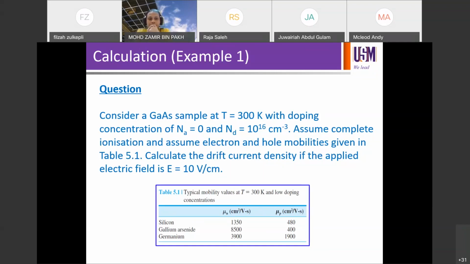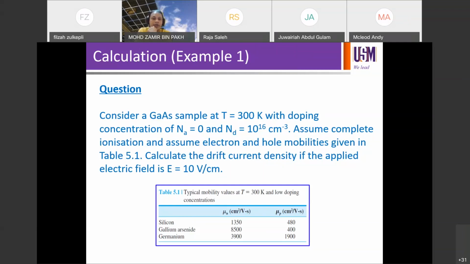Assume complete ionization. This is the key. Assume complete ionization. That means your electron concentration will be equal to the value of Nd, because of complete ionization. So N equals Nd, just like what we discussed when we talked about the law of mass action. Assume electron and hole mobilities are given in Table 5.1 below. Calculate the drift current density if the applied electric field is equal to 10 volt per cm. We are talking about gallium arsenide at 300 Kelvin, and at low doping concentration, mu n is equal to 8,500 centimeters squared per volt second, and for the hole it is equal to 400 centimeters squared per volt second.